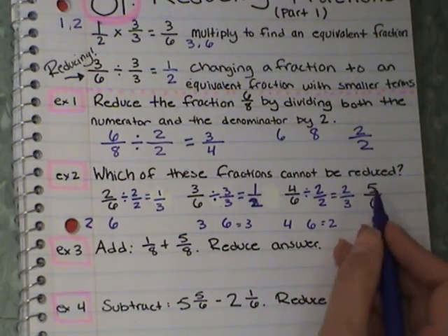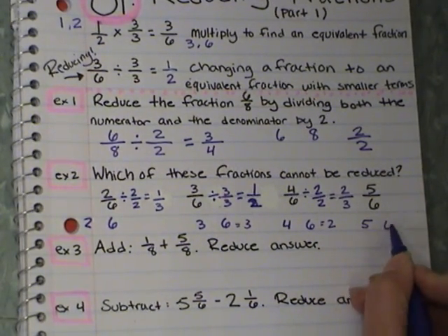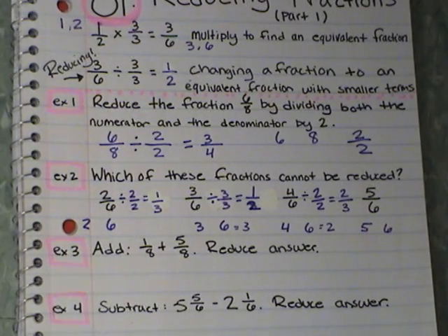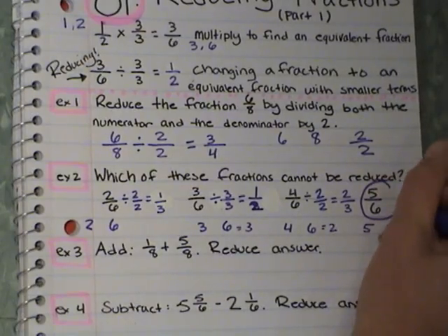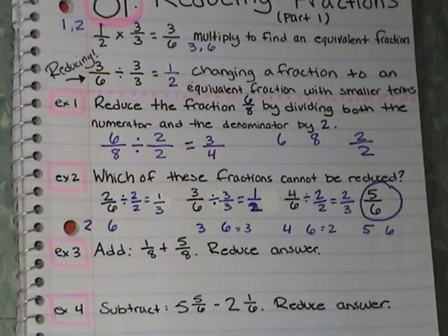And my last one, 5/6. So my terms are 5 and 6. Is there a number that can fit into both 5 and 6, besides 1? 2, they're not both even. 3 doesn't fit. 4 doesn't fit. 5 doesn't fit into both of them. And 6 doesn't fit into both of them. So when something like this happens, I know that it's already reduced into the smallest terms, and I cannot reduce it. So which of these fractions cannot be reduced? 5/6 cannot be reduced. We cannot make it any smaller. It's already as small as I can get.